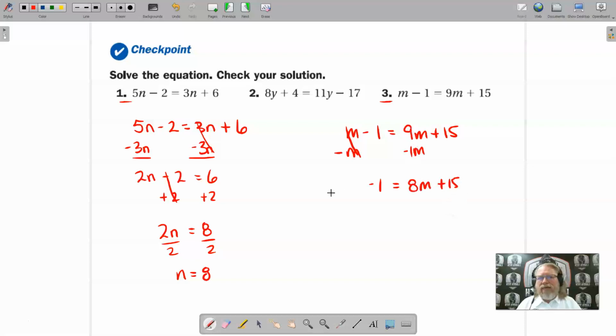So now let's get that 15 over on the other side. We want all of our constants on one side, all of our variables on the other. So let's subtract 15, and we're subtracting 15 over here as well, which is the same as adding a negative, correct? So I'm going to end up with a negative 16 equals 8m. Now let's divide both sides by 8. The 8's will cancel, leaving us with m. And negative divided by positive is negative. 16 divided by 8 is 2. So we have m equals negative 2.